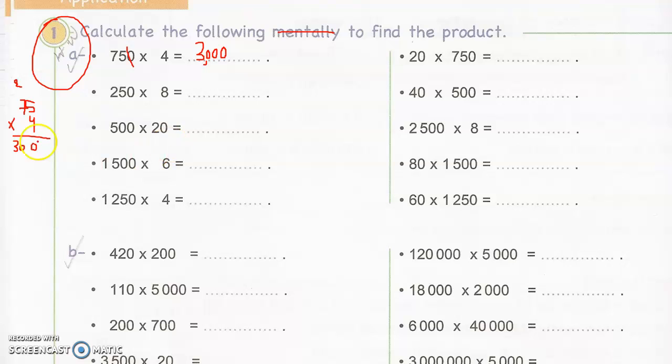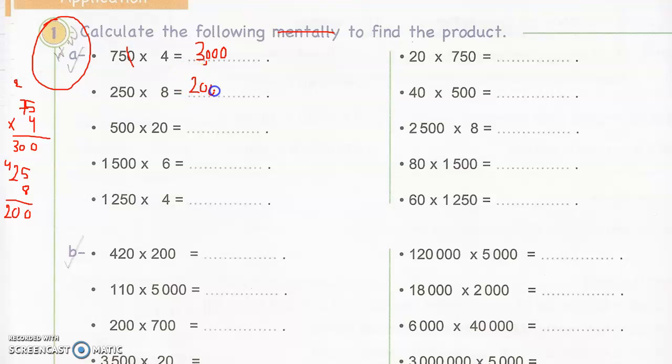The second one, so I will do just part A. We will do parts B later. 250 times 8, skip the 0. 25 times 8. 8 times 5, 40, so 0 down and 4 up. 8 times 2, 16, and 4, it's 20. So the answer is 200.